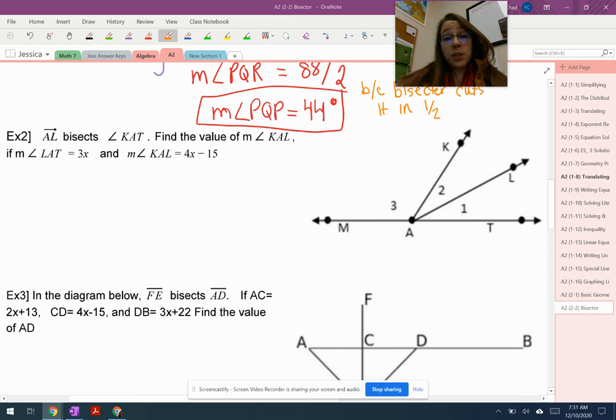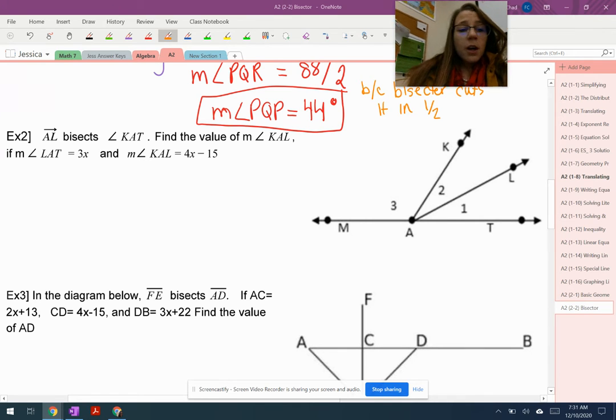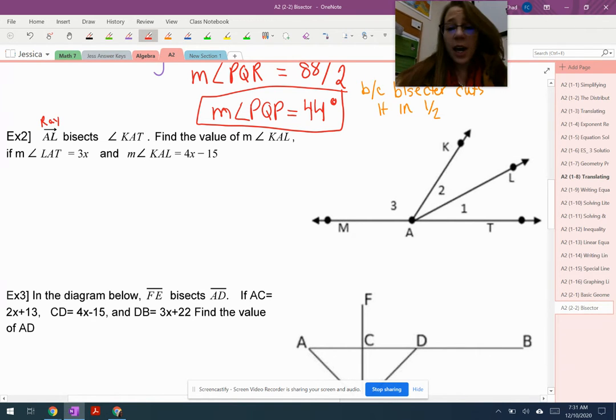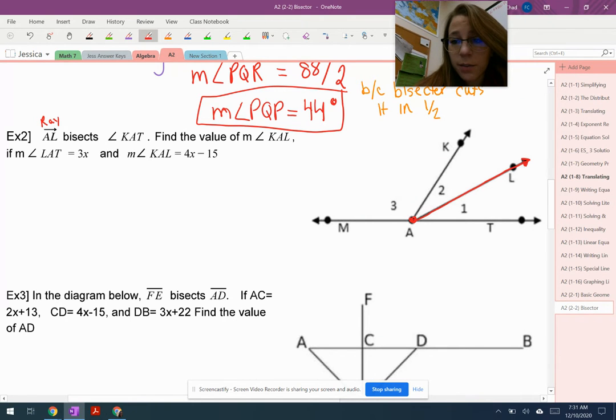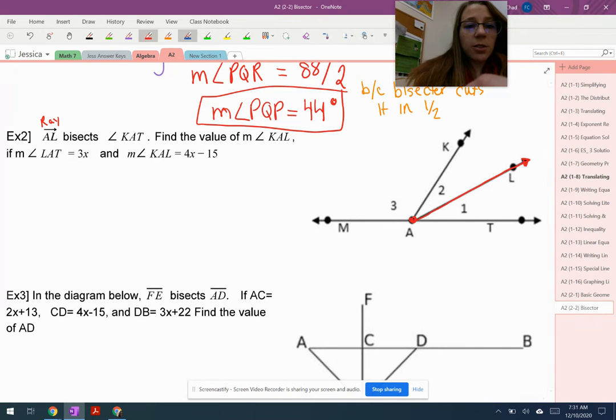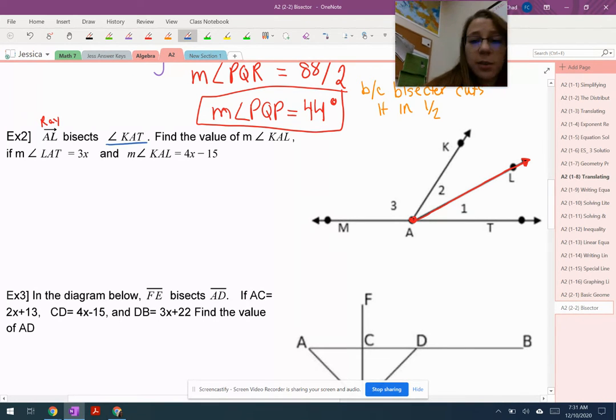Okay, so A2, this is lesson 2-2, example number 2. So again, that line with the little arrow over it, that's a ray. So that's ray AL, which is this thing right here that I highlighted in red. Ray AL bisects angle KAT. So I'm going to outline KAT in blue. KAT.